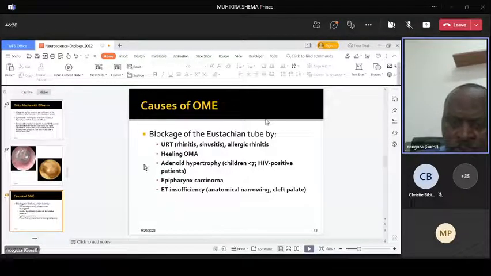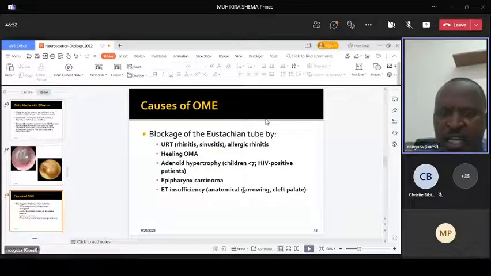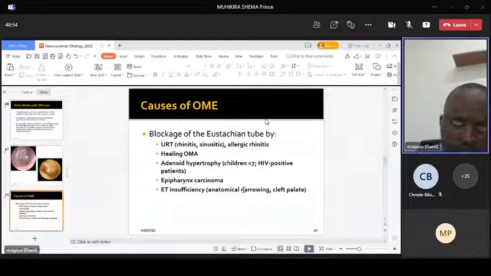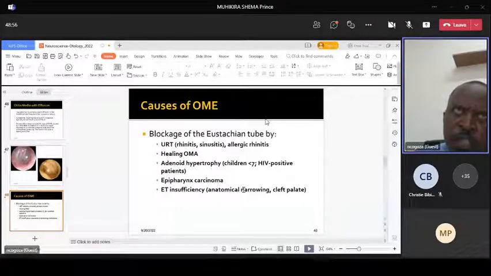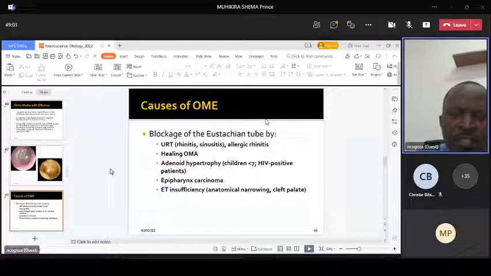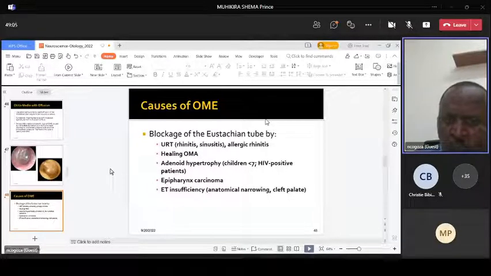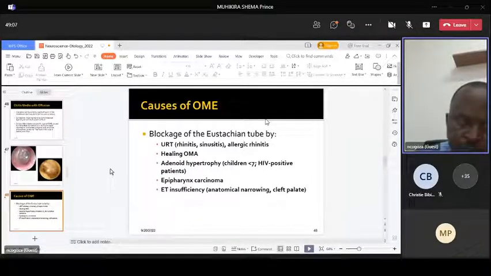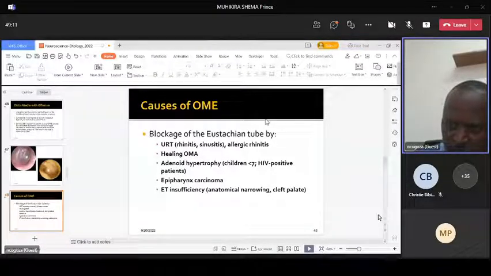Those causes will impair drainage of the eustachian tube, and this will cause accumulation of fluid in the middle ear, and accumulation of fluid in the middle ear will cause hearing impairment, aural fullness, and all of these symptoms of a blocked ear. And this will be a problem because the hearing will be impaired.